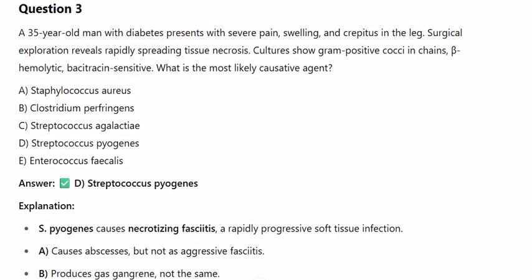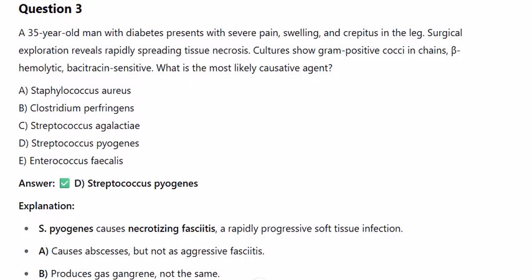Question 3. A 35-year-old man with diabetes presents with severe pain, swelling, and crepitus in the leg. Surgical exploration reveals rapidly spreading tissue necrosis. Cultures show gram-positive cocci in chains, beta-hemolytic, bacitracin sensitive. What is the most likely causative agent? A. Staphylococcus aureus. B. Clostridium perfringens. C. Streptococcus agalactiae. D. Streptococcus pyogenes. E. Enterococcus faecalis. Answer: D.